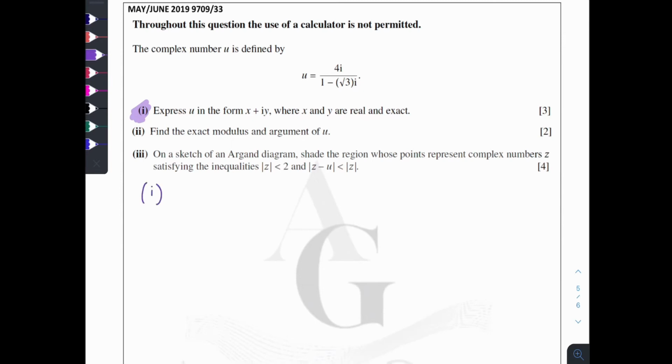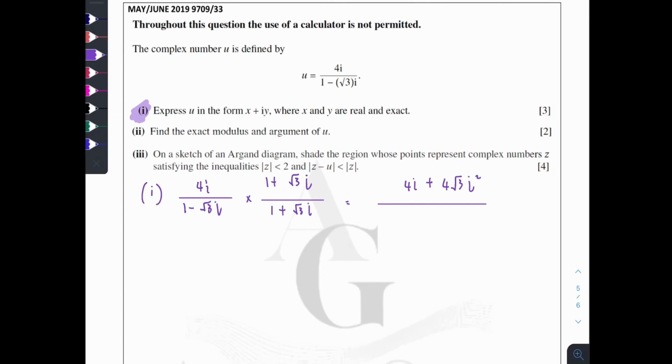So for part 1, notice that the bottom part here is a complex number and you're asked to express in this form, the standard form. So what we need to do now is to multiply by the conjugate of the bottom part. So 4i over 1 minus square root 3i, we have to multiply with 1 plus square root 3i, the conjugate of 1 minus square root 3i. So for the upper part, just expand as usual. You should get 4i plus 4 square root 3i squared.